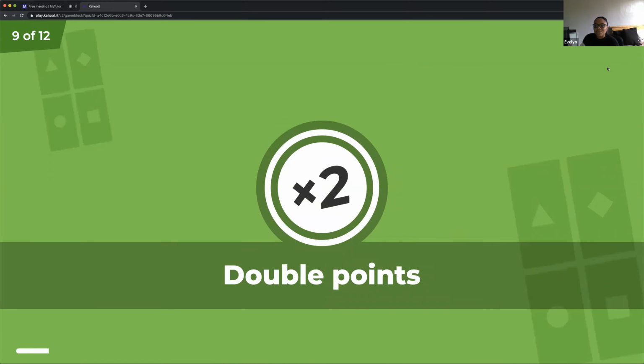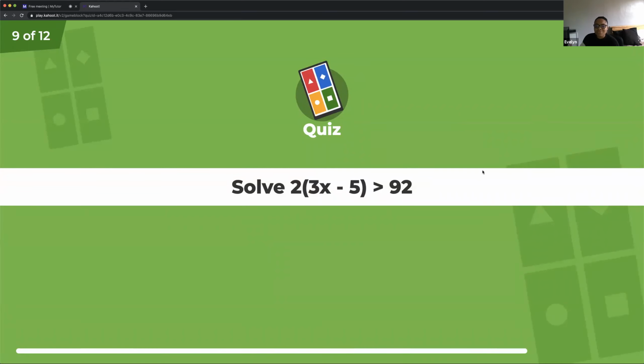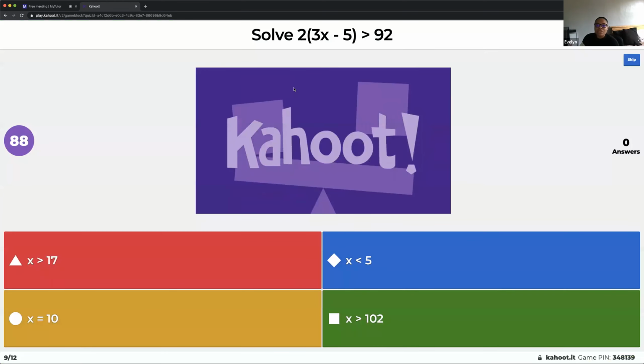But have a go at this double the points question. 2 times 3x minus 5 is greater than 92. So I'm really sorry about the last one, guys.